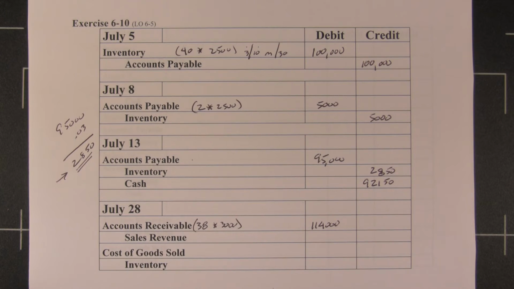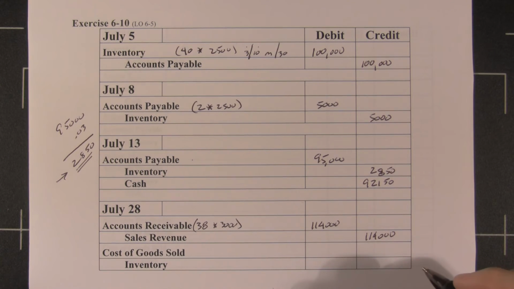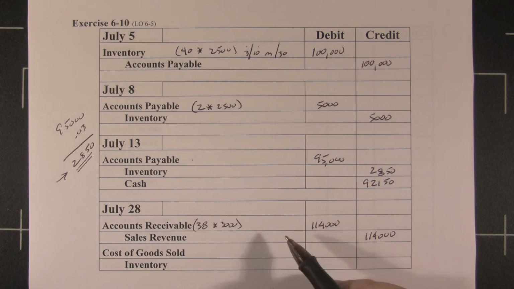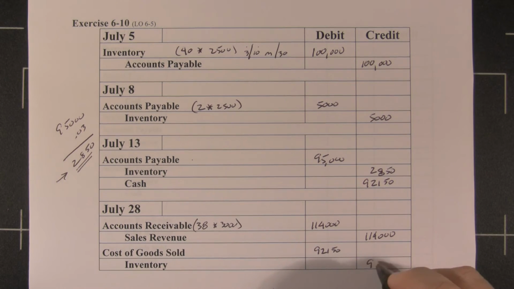And remember, because this is perpetual inventory, we have to do 2 journal entries for a sale, not just one. So we have $114,000 in accounts receivable and $114,000 in revenue, but we also have to take the $92,150, because that's what we paid for these televisions. We have to take that out of our inventory and debit our cost of goods sold. So cost of goods sold, $92,150. Inventory credit, reduce $92,150.